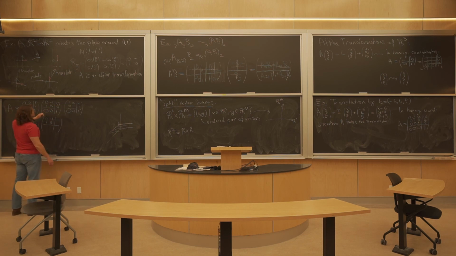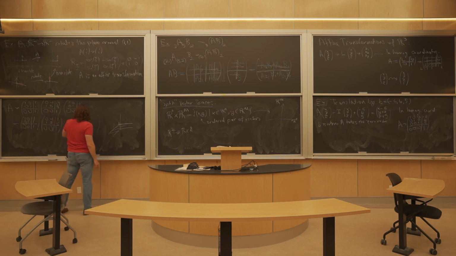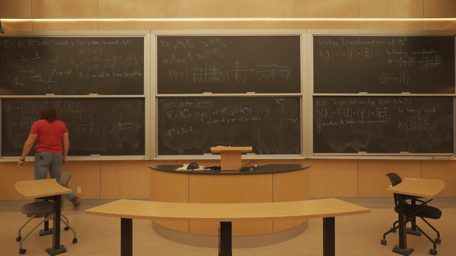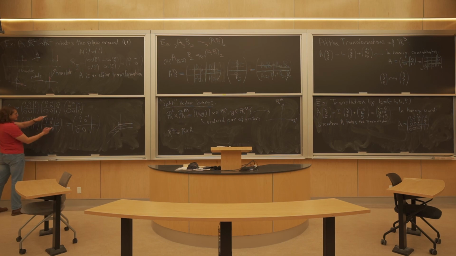This by this is going to be, so this by this is 1. This by this is minus 1. This by this is 0. This by this is 0. This by this is 1. And I know that these are going to end up 0, 0, 1. So again, this by this, because this is identity, is just going to be 0, minus 1, 1, 0. This by this, I hope I'm not making a mistake.